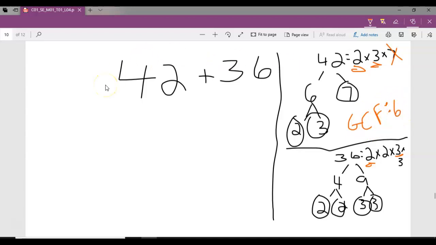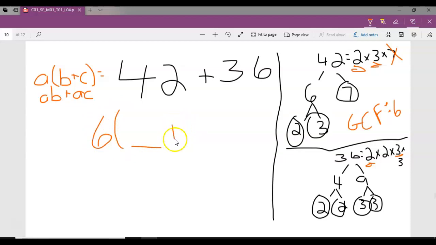All right, so that's the one piece of information I need to come back to my main problem. Now, you remember the distributive property is A times the quantity B plus C equals A times B plus A times C. So the A in this case is going to be the greatest common factor. So that's going to go outside the parentheses. Now what goes inside the parentheses is what I'm going to call what I have left over.